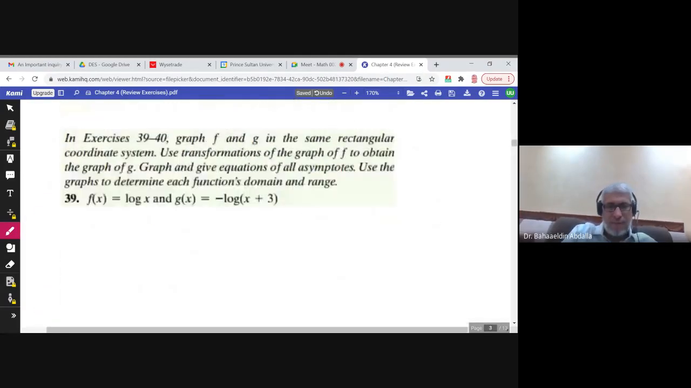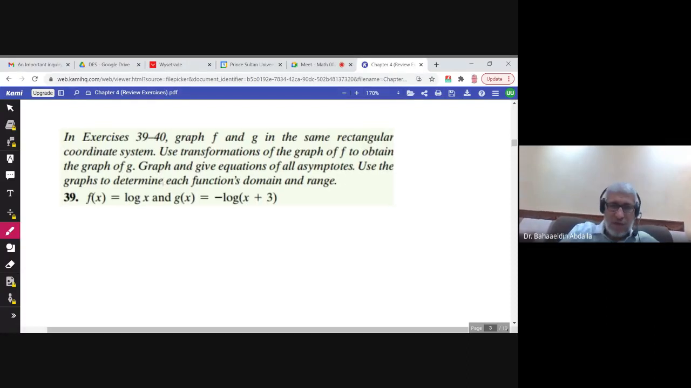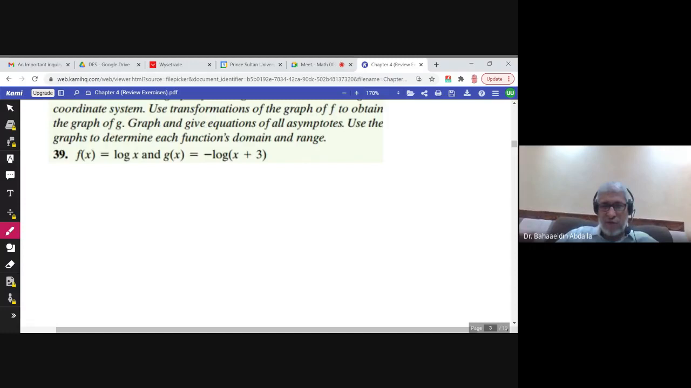All right. Graph f and g in the same rectangular coordinate system. Use transformations of the graph of f to obtain the graph of g. Graph and give the equations of all asymptotes. Use the graph to determine domain and range. All right. Let us start by graphing f of x, log x. To the base what? What is the base? It is not written, so it is 10.